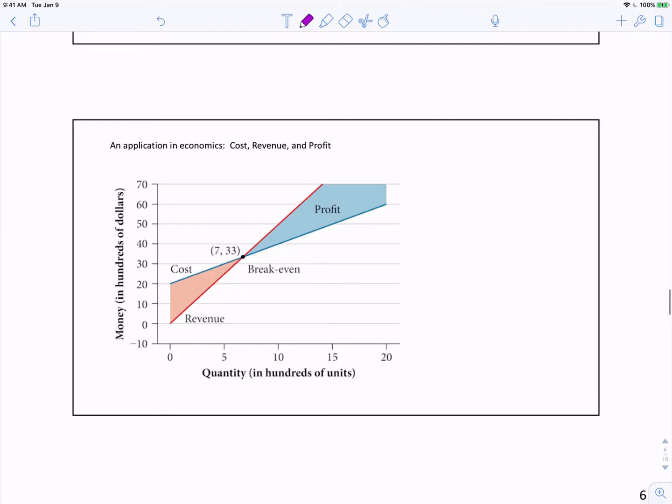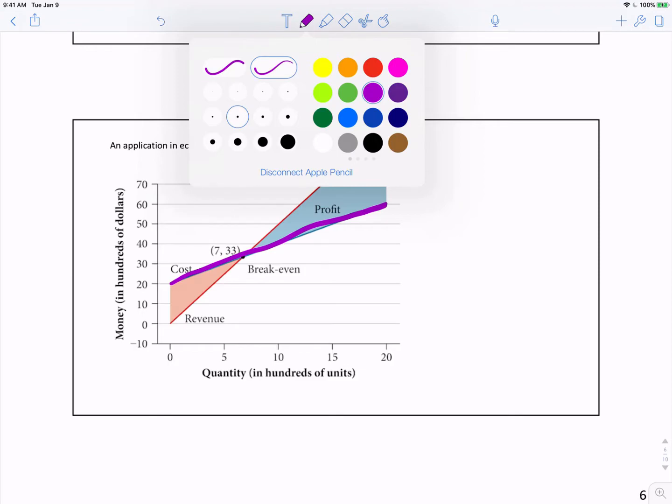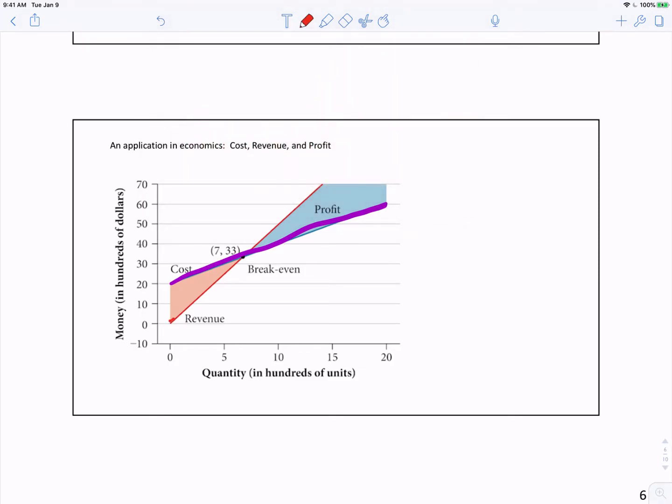And finally, an application in economics, cost, revenue, and profit. So one application of systems of equations is to find what's called a break-even point. So a business has certain costs to stay in business. And a business then also is in business to make money. So they have a certain profit. And this point where you begin to make money is called the break-even point.